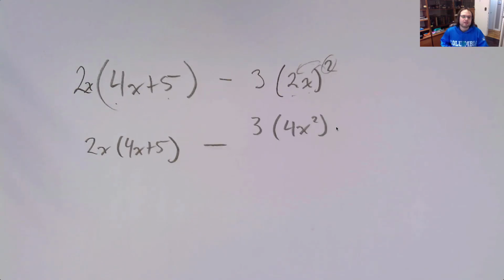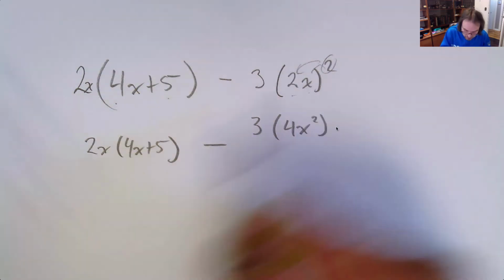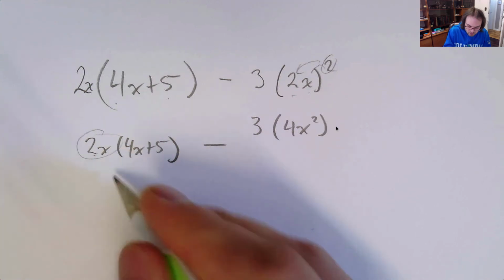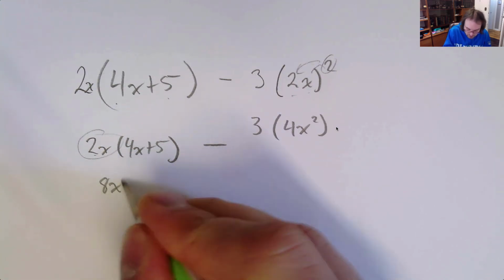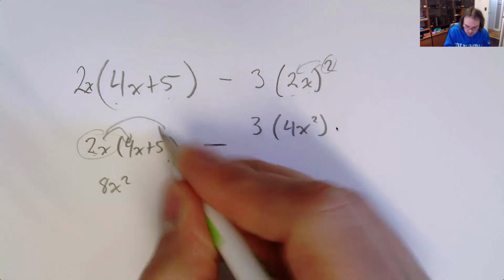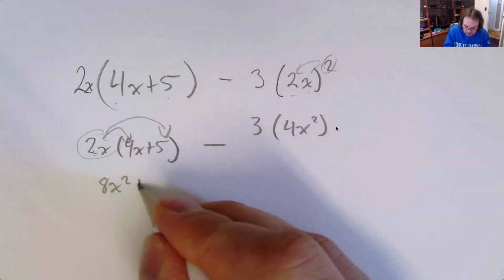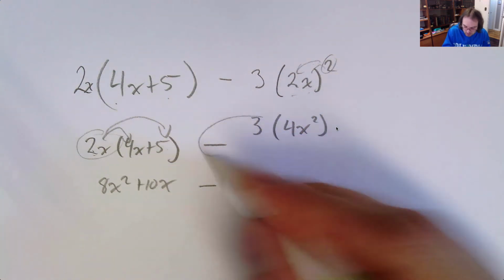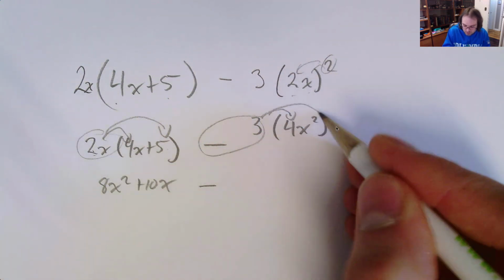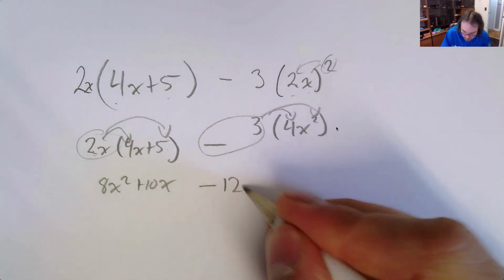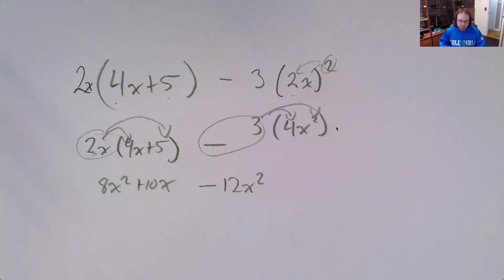Okay? Now, I'm going to multiply in my terms. Use multiplication or division. So I have 2x times 4x is going to give me 8x squared. And then 2x times 5, because distributive property, multiply both, is going to be plus 10x. Then I want to minus, it's all of this, negative 3 multiplied into both, distribute, or in this case it's only 1, minus 12x squared.